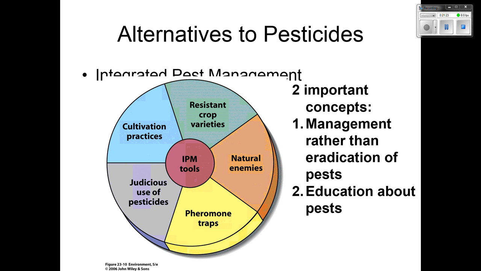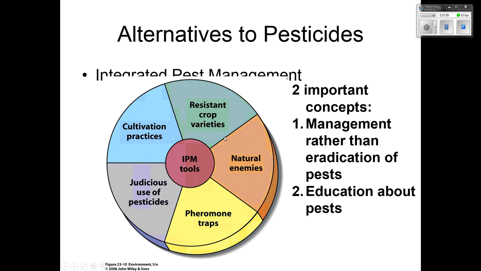So you can see cultivation practices here. Something that a farmer could do to reduce the amount of pests on their farm would be to do crop rotation, which we just discussed, so changing up the crop season to season or year to year. We can have some genetically modified crops, so that's what it means by resistant crop varieties. We talked about the BT corn, how that's genetically modified to produce BT toxin, and so you would be able to use less pesticides.